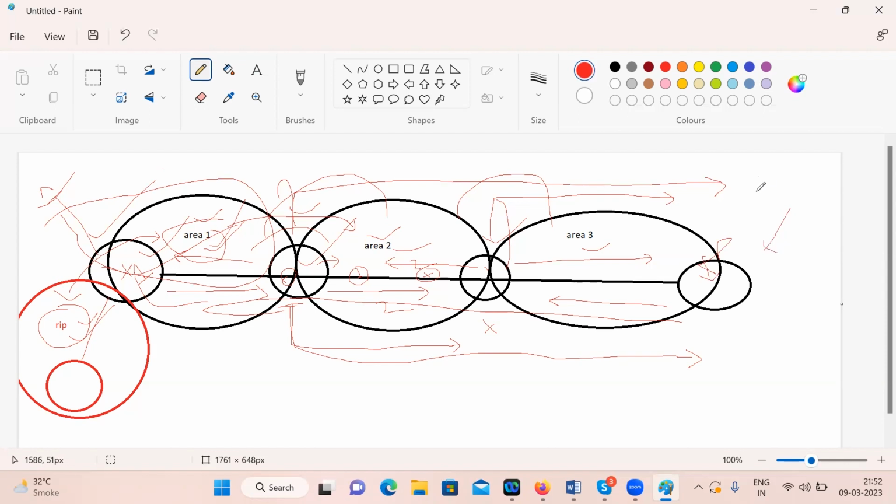At that time, how will they identify whether this information is coming from a common OSPF router or from an ASBR router? So that time, this type 4 LSA is needed to identify what your ASBR is, who the ASBR is. Got the point?